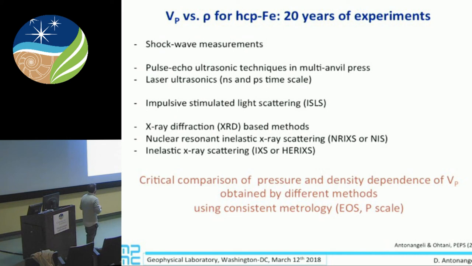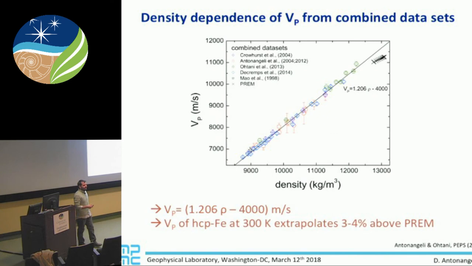Now, I think it's important to have multi-technique constraints, but when comparing results, especially at pressures exceeding the megabar, it's important to use a consistent metrology, so look at things using the same pressure scale and the same equation of state as reference. And once we do that, beside a few data sets that are known to pose a problem, we obtain a set of various techniques and various groups providing data that plot along a well-defined line. So I think this is a very strong constraint when many people using different techniques, with different advantages and disadvantages, come to the same relation.